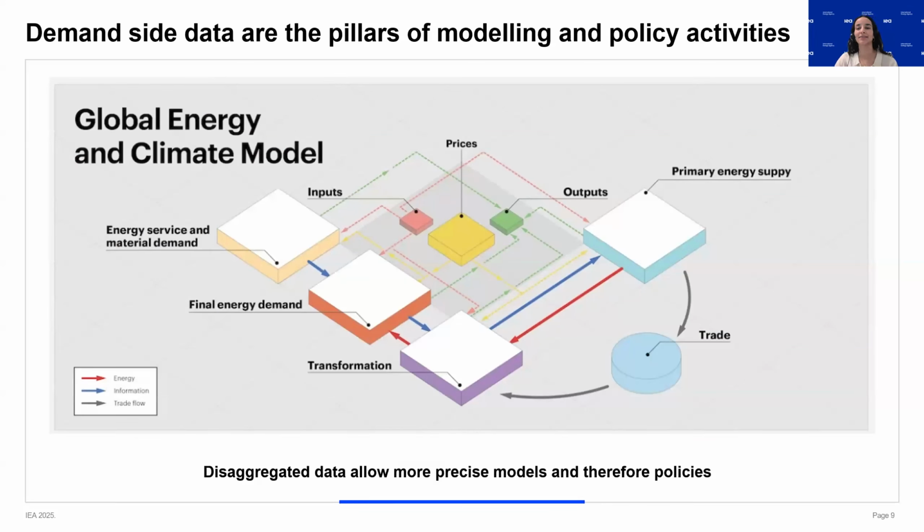Demand side data are the pillars of modeling and policy activities. The availability of detailed demand data enables bottom-up modeling work and a robust assessment of clean energy transitions and a carbon neutral world by 2050. Particularly, these data enable the tracking of energy efficiency improvements in the country and can be used for assessing, setting, and monitoring policy targets.